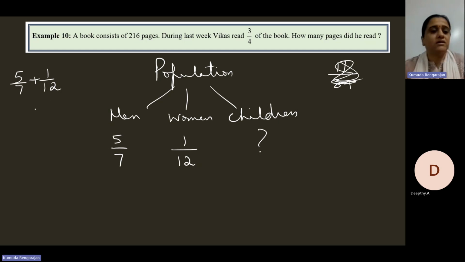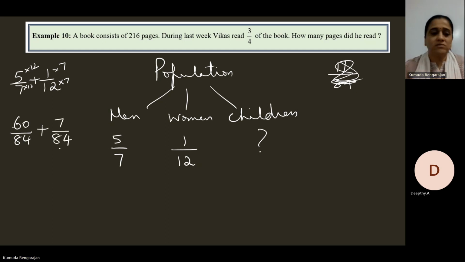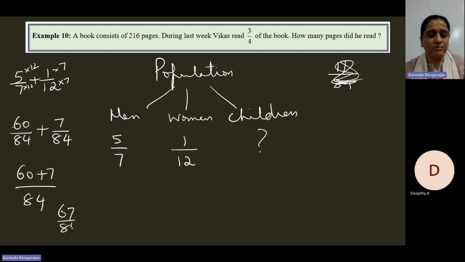Okay. So the LCM is 84, right? So the common denominator is 84. Into what? Into 12. 12 into 7 is 84, so 5 twelves are 60. Plus 1 into 7, that's 7. By 12 into 7, 84. So now add the numerators: 60 plus 7 by 84, which is 67 by 84.